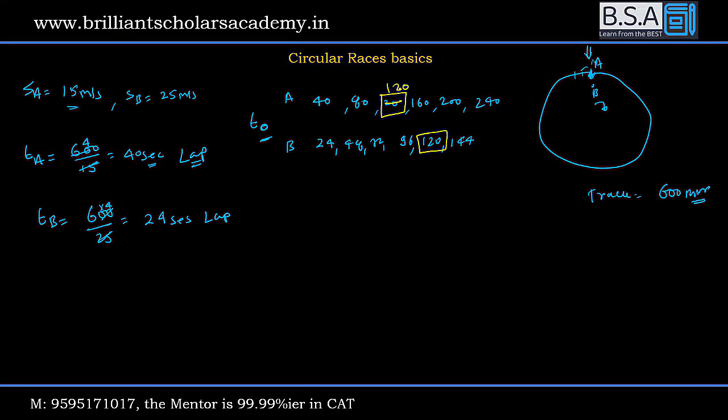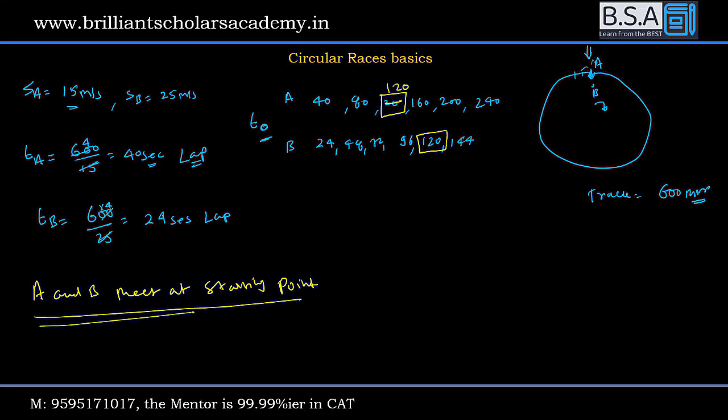Now, language पे ध्यान देना. Whenever the question is A and B meet at starting point, in all such cases, you have to find out the LCM of time taken by A and time taken by B to complete 1 lap.